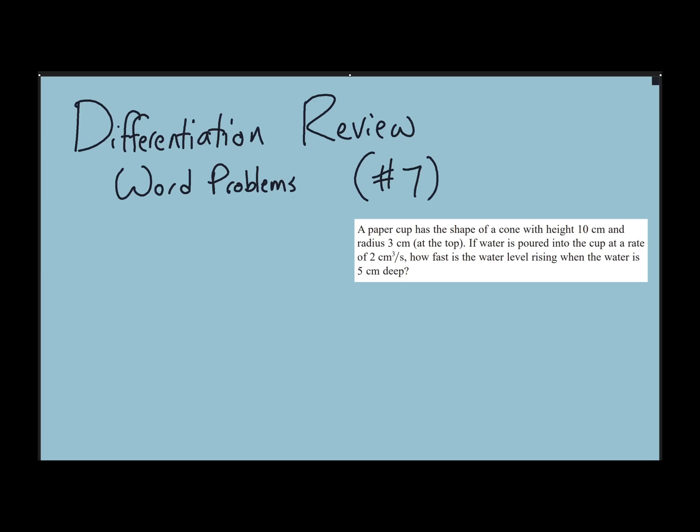Word problem number 7 is a classic related rate style problem. This is perfect for differentiation review. I'm excited. So it tells us about a paper cup, but it's in the shape of a cone, so I'm going to expect that it's like this. And it says it has a height of 10 centimeters and a radius of 3 centimeters. So I'm sure we can agree on that.